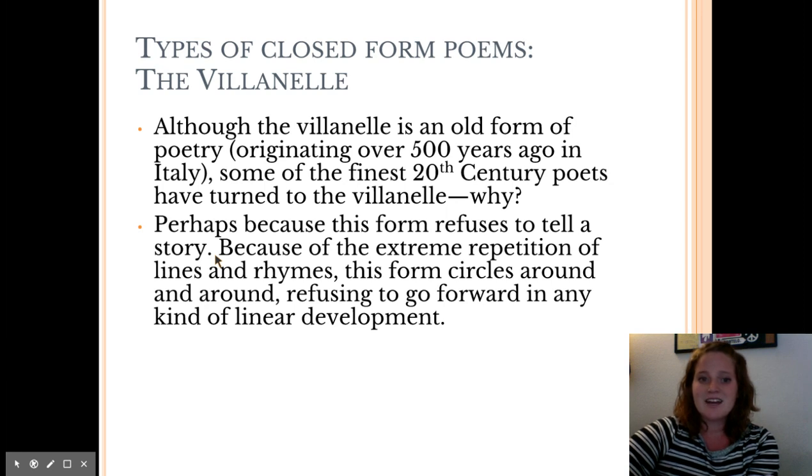A lot of it is that this form doesn't really tell a story. You see this really extreme repetition of lines and this highly structured rhyme scheme. And this form circles, kind of going around and around, but doesn't move forward. So you really see an emphasis of whatever it is that the poet wants to discuss. You get that idea put in your face over and over and over again.